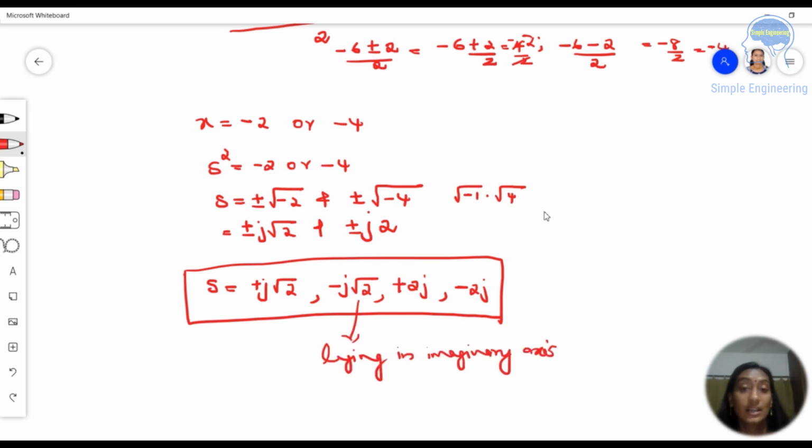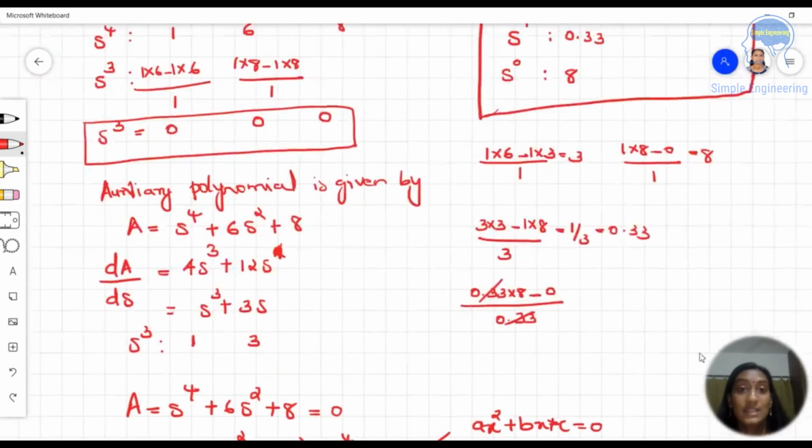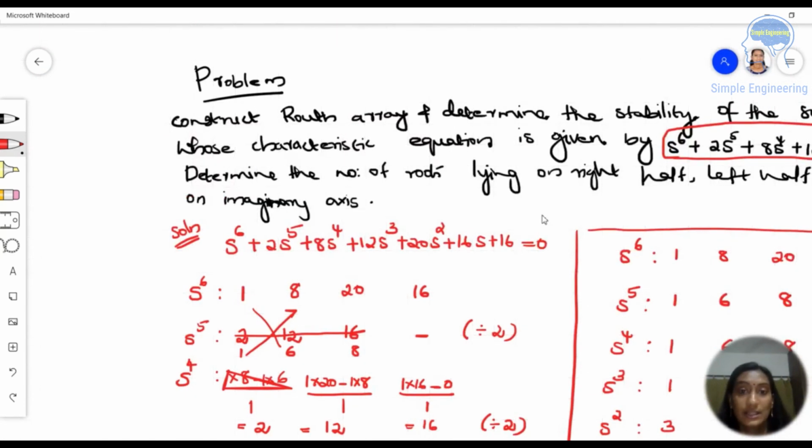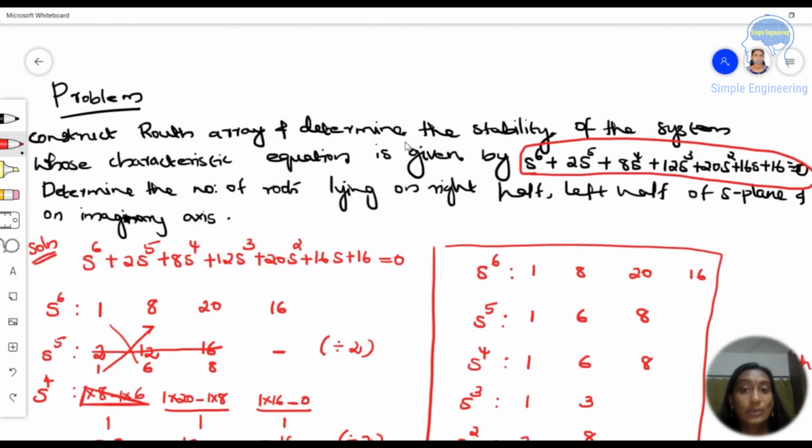We have to find whether our equation or the system is stable or not. That is, the characteristic equation is given, we have to determine the stability of the system. So we can tell that it is marginally stable.